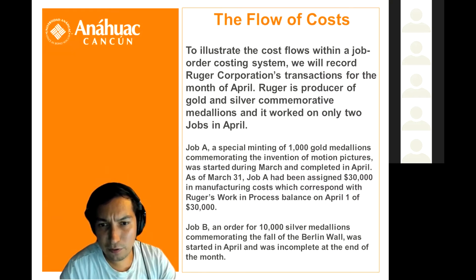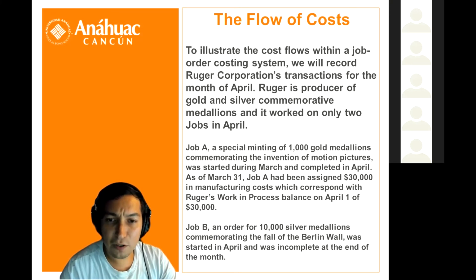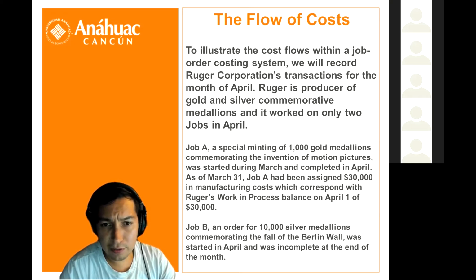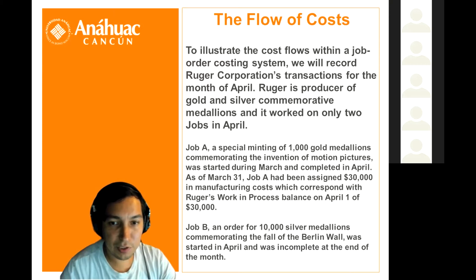So we're going to take a look at this example with Ruger Corporation. A transaction for the month of April. They are a producer of gold and silver commemorative medallions, and they only work on 2 jobs. In April, conveniently, job A and job B. Job A has a special minting of 1,000 gold medallions commemorating the invention of motion pictures. That was started during March and completed in April.